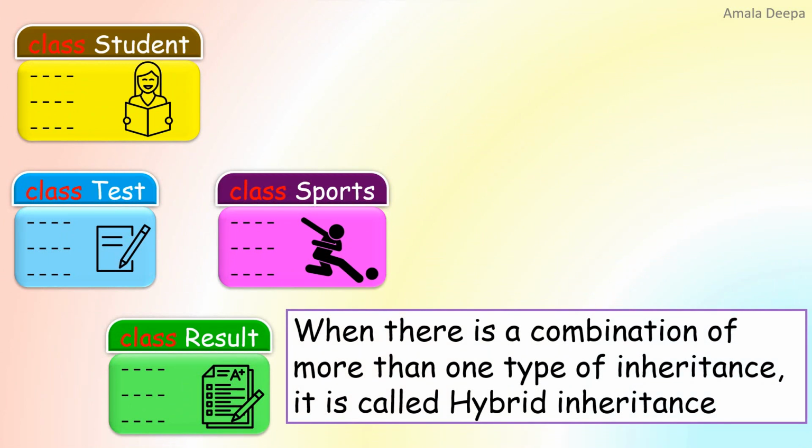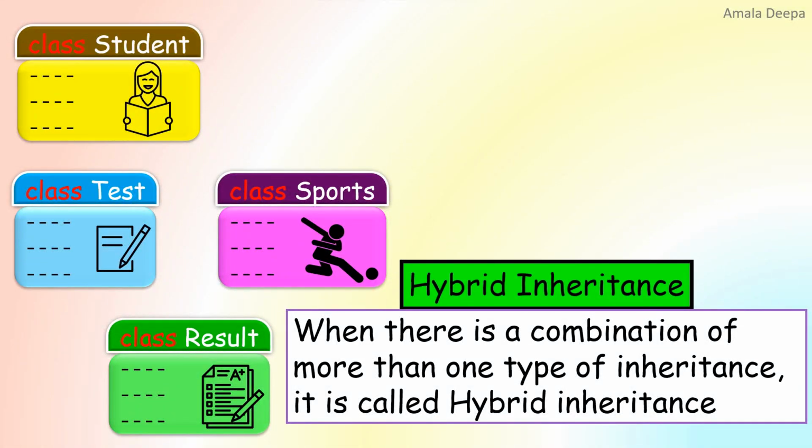When there is a combination of more than one type of inheritance, it is called hybrid inheritance. In this example, class test is inherited from class student and class result is inherited from class test and class sports. Class test is inherited from only one base class, class student.